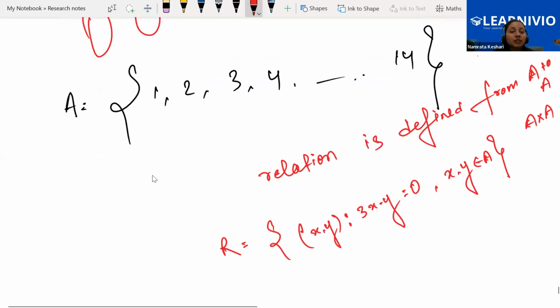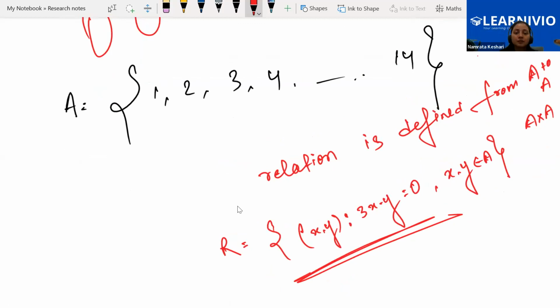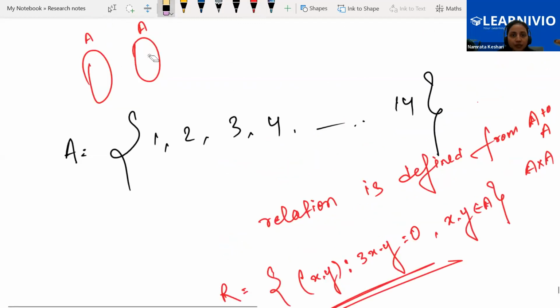Here it is given in set builder form. We have to write it in roster form. Let's write it. Can you tell me what order here will be there? 3x minus y is equal to 0.